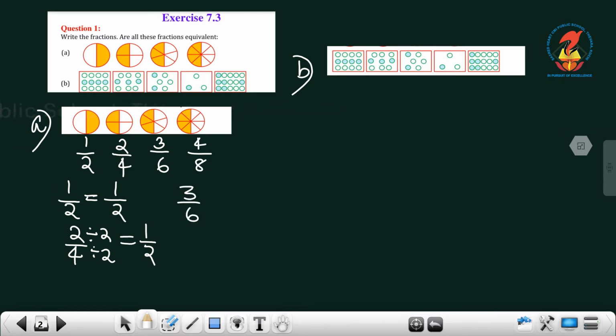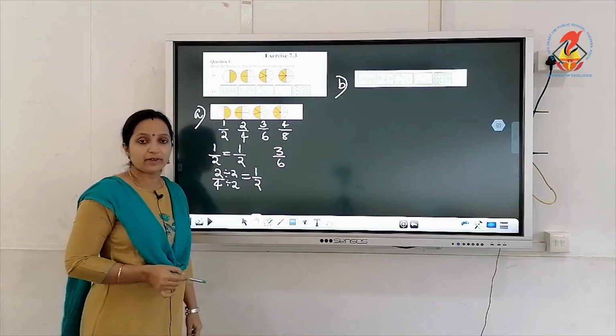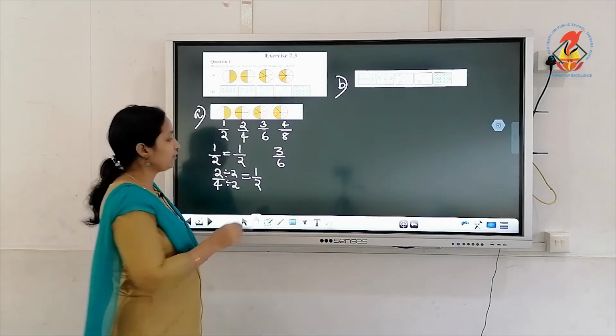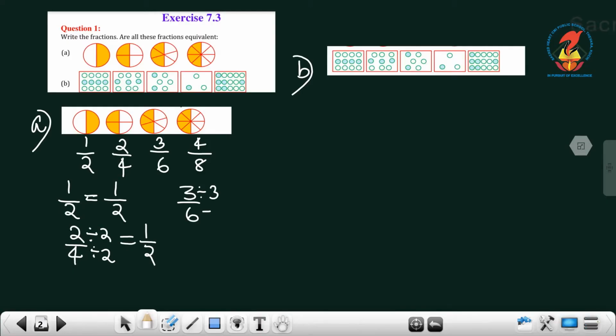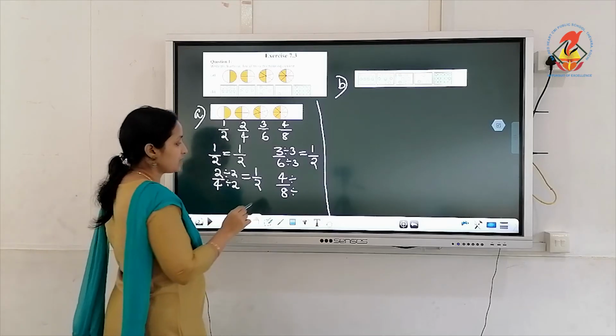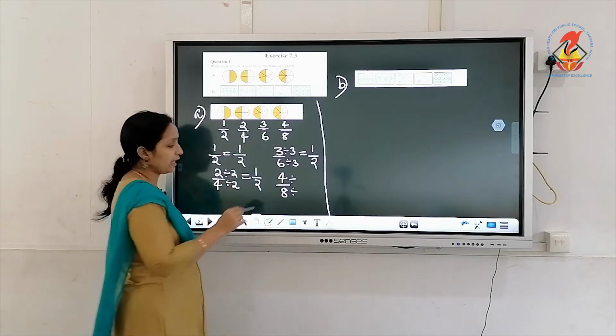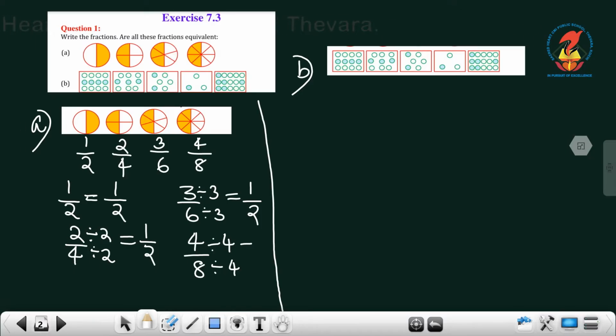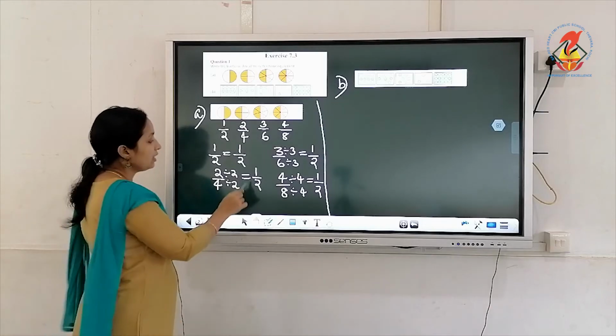Which is the greatest common factor, the highest common factor between 3 and 6? Those who have doubt, do the prime factorization and find the HCF and do the division. Divide by 3. What will you get? 1 by 2. Take the last fraction, 4 by 8. Divide by the highest common factor. Do the prime factorization. We already learned that in the last class. HCF between 4 and 8 is 4. So divide by 4. What answer will you get? 1 by 2. That means all the fractions represent the same value.